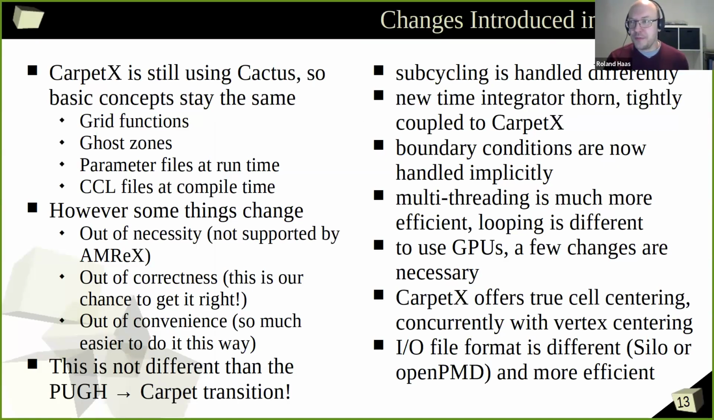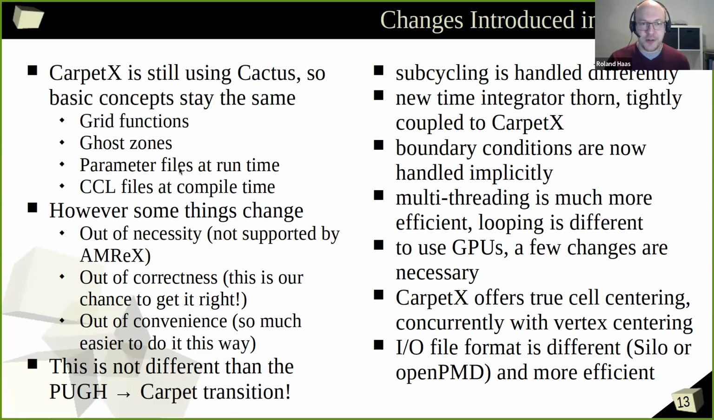So CarpetX is new. What are the changes that it actually introduced by CarpetX? So let's see. On the left-hand side, okay, CarpetX is still using Cactus. So the basic concepts that you're familiar with if you've used Cactus before stay the same. There's still grid functions, grid arrays, grid variables. All of this exists. There's still ghost zones, although they are a little bit different maybe than before.